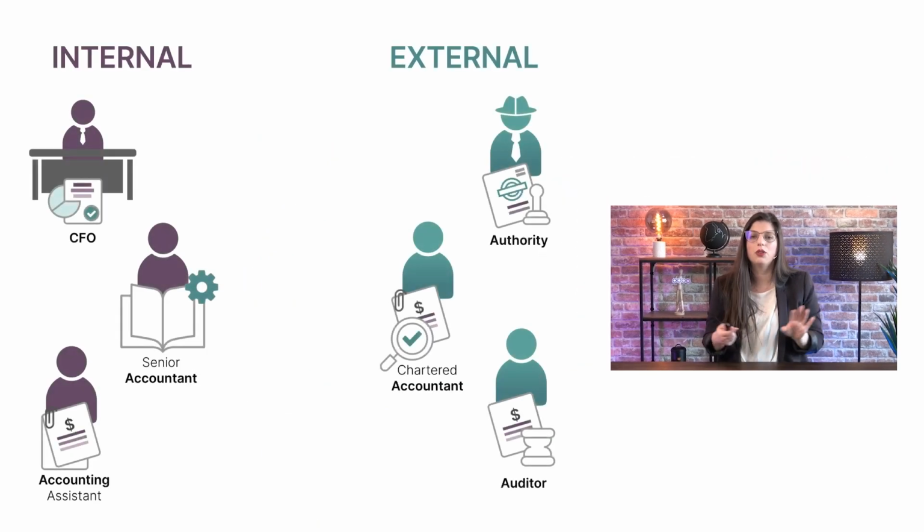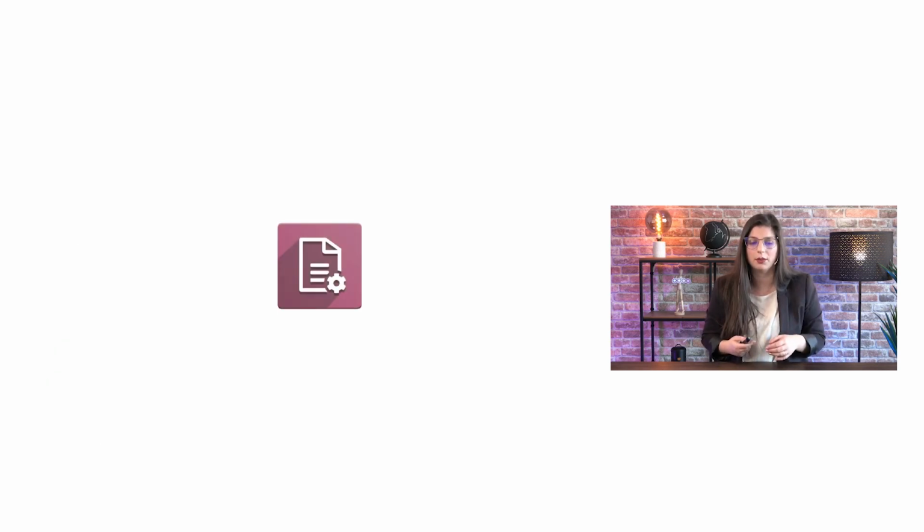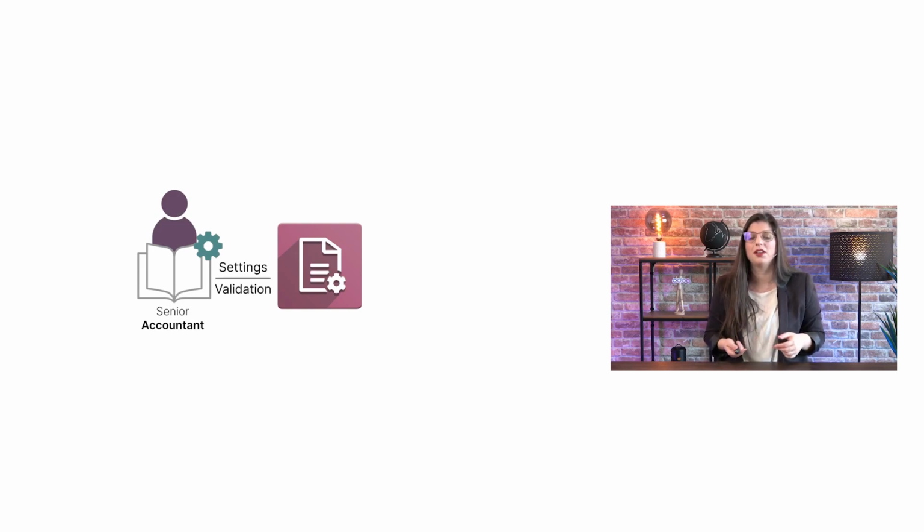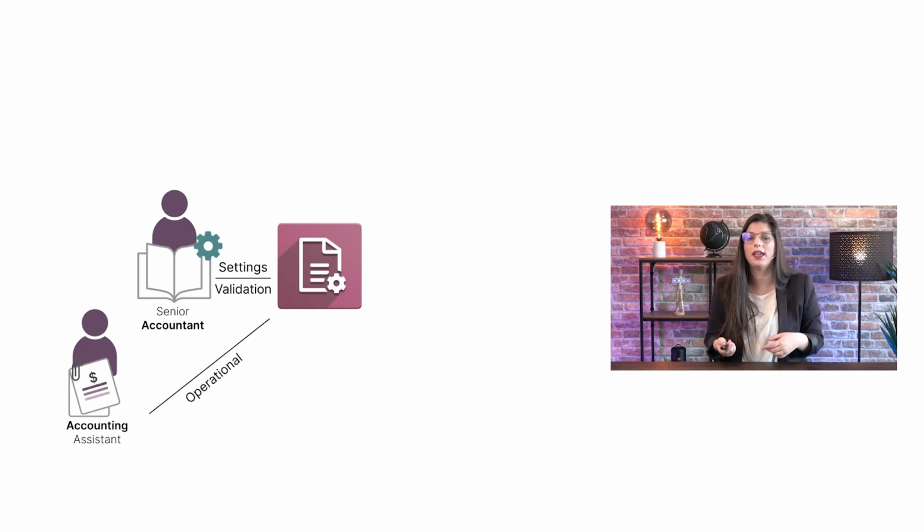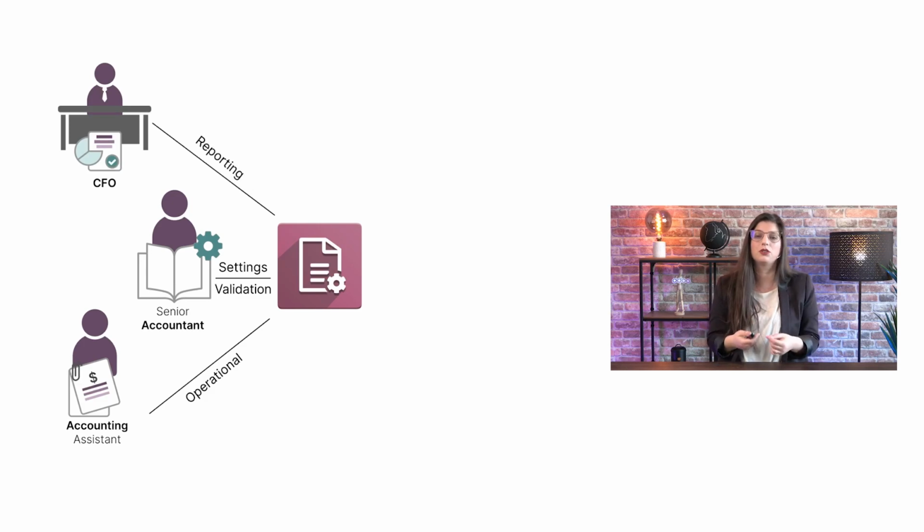You may see that we have a lot of different stakeholders, but they all work together with one application, the accounting app. On the internal side, we're going to have the senior accountant that is going to set up the application, then the accounting assistants that are going to book the entries within the app, and that are going to be then validated by the senior accountant again.